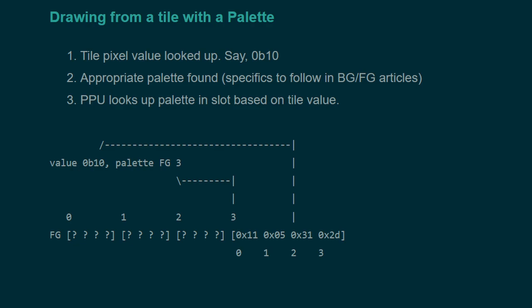Suppose we're looking up value binary 10 into palette foreground number 3. I've left question marks for all the palette values that don't matter, but here we have the third palette, which is pointed to by selecting the palette. And then within this palette, value binary 10 or 2 tells us to select the third color, because counting starts at zero. The color selected in this example would be hex 31, which happens to be a very light blue. And now we know how colors work on the NES.